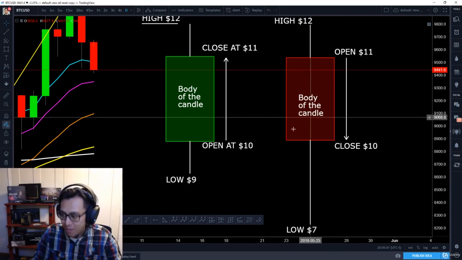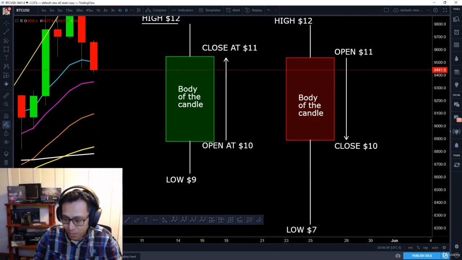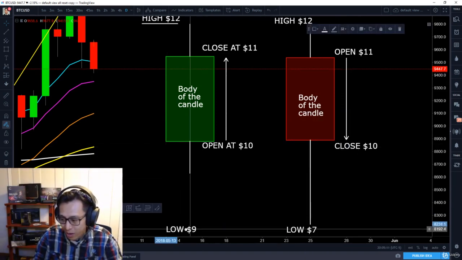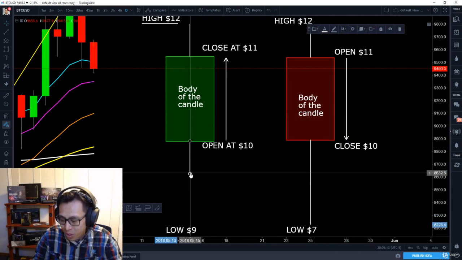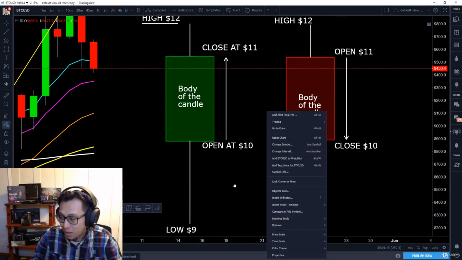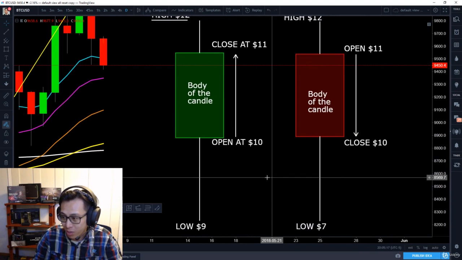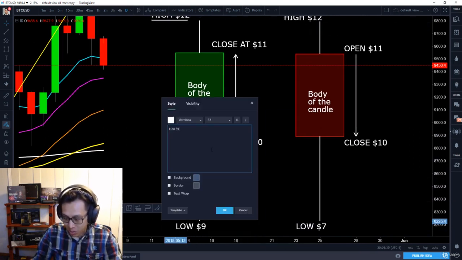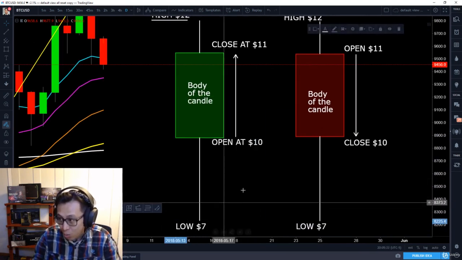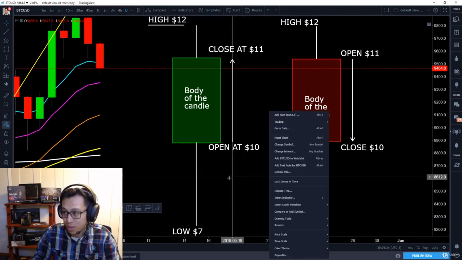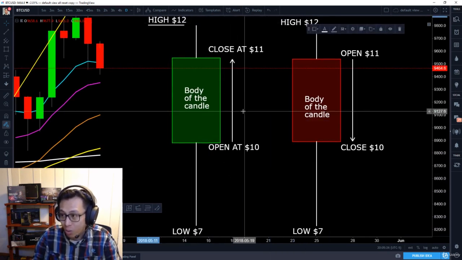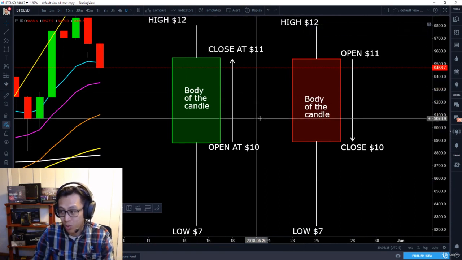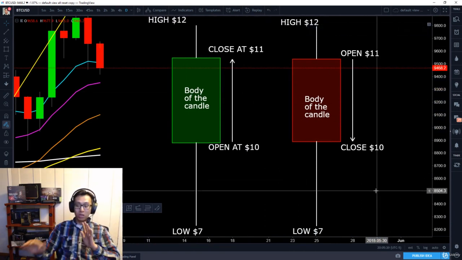Okay, actually, let me ask you guys two things, okay? Let's say we're on a downtrend, and one candle was green like this, right? Let's say one candle was green like this, and they both got to $7 like that. What do you think the difference between these two candles is, where one is green and one is red, but they both have a very long wick?